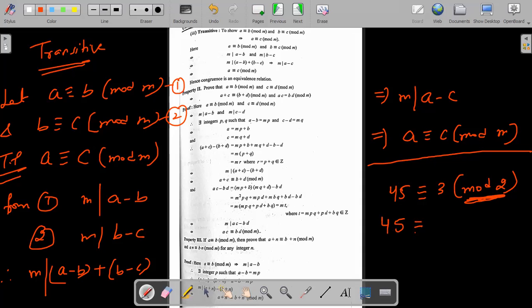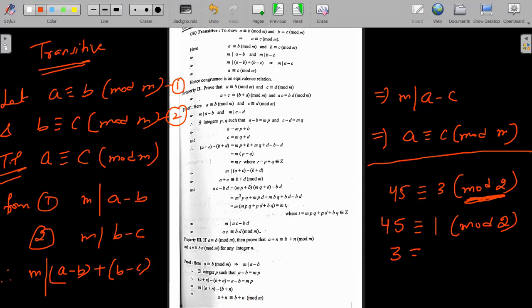Let us take, what is the remainder of 45 with 2? 1. So 45 is congruent to 1 mod 2. What is the remainder of 3 with 2? 1. So now you see 3 is congruent to 1 mod 2. अभी हमने देखा कि congruence is a symmetric relationship. तो चाहे आप A congruent to B लिखो, चाहे आप B congruent to A लिखो, you will get the same result. So can I write 1 is congruent to 3 mod 2? Is it fine?